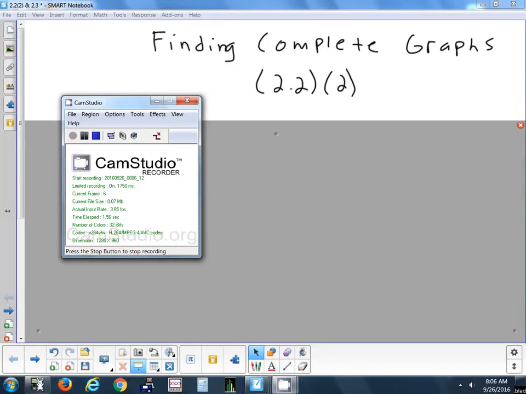So 2.2 part 2 is a little bit more on the calculator, finding complete graphs, a little bit with intersections and getting the right window.